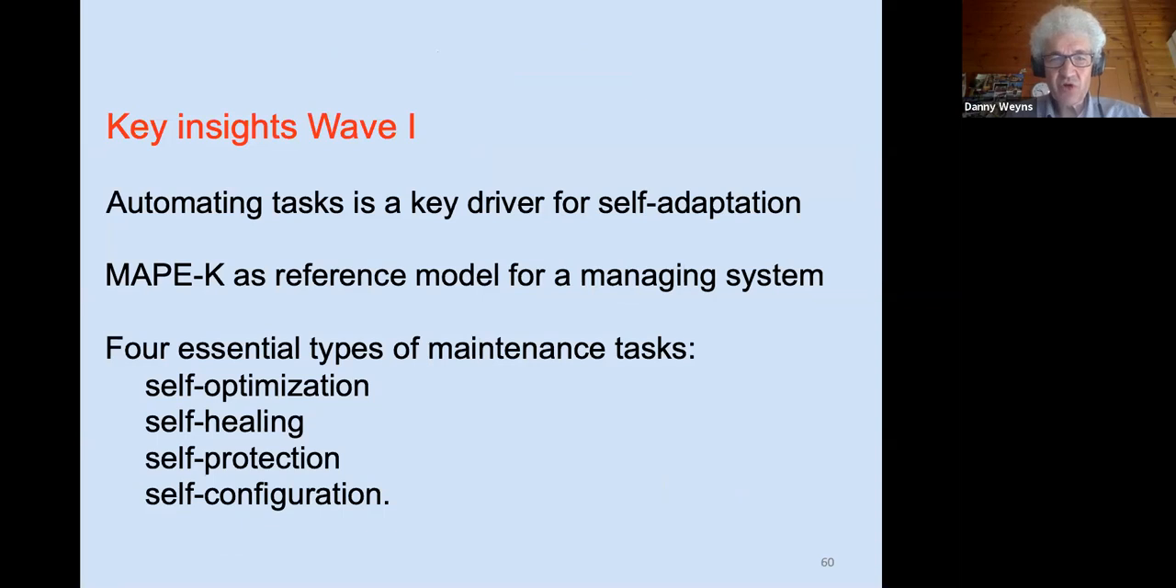So the insight of the first wave is that the automation of tasks is really one of the keys, if not the key driver for self-adaptation. MAPE-K, as we have seen, this monitor, analyze, plan, and execute reference model, is a foundational model for self-adaptation. We have seen here 4 types of maintenance tasks, but over time many others emerged. Still today these 4 are considered as basic maintenance tasks, but many other so-called self-star properties have been identified later.